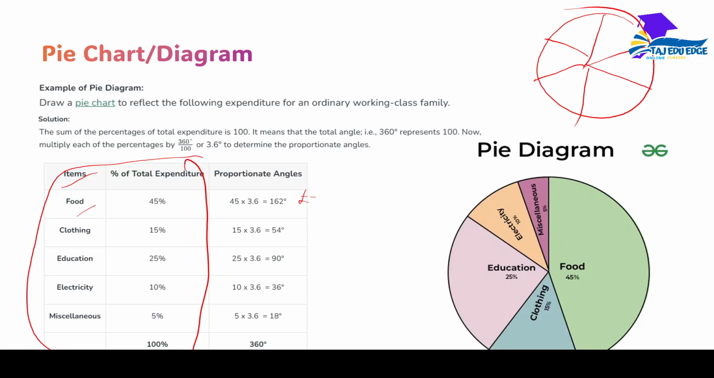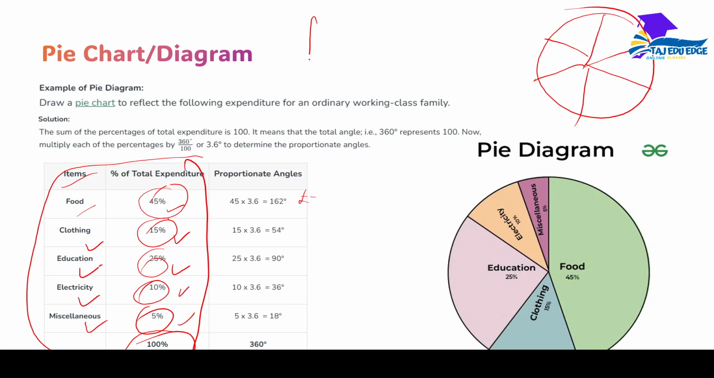Out of the total earnings, you are spending 45% on food, 15% on clothing, 25% on education, 10% on electricity, and 5% on other miscellaneous expenses, which totals 100%. Now you need to draw a pie chart. You can draw it with 45%, 15%, 25%, 10%, 5%.